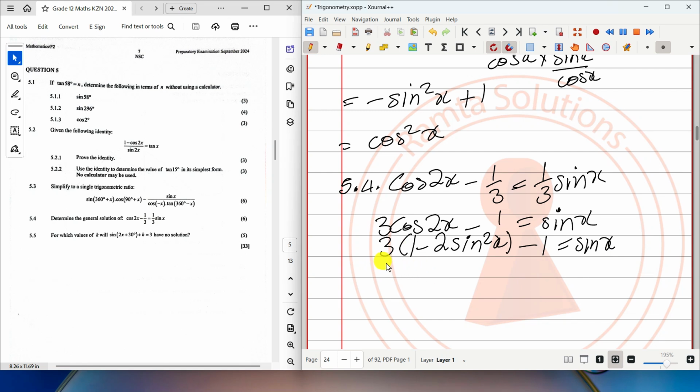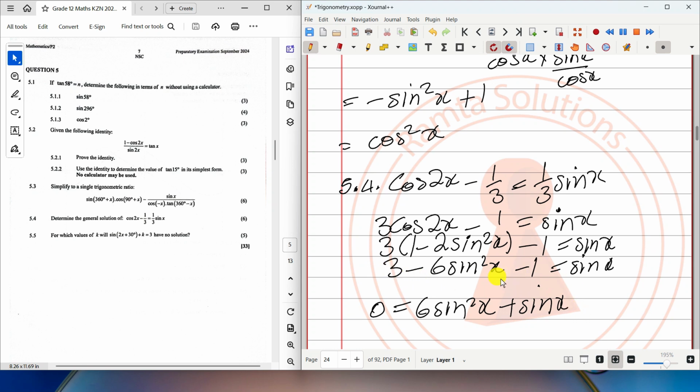Now what do we have? We have 3 minus 6 sine square x minus 1 equals sine x. Therefore, we can say we have 0 equals 6 sine square x plus sine x. This is 2 minus 1.